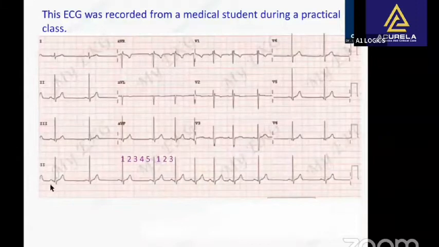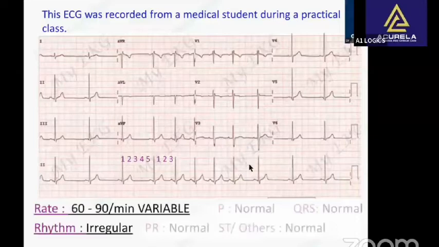Again, just focus on the rate and the rhythm. What do we see here? Each P wave is being followed by the QRS complex. And what about the RR intervals? We can see that the RR intervals are wide here and they are narrow here. So the RR intervals are varying, so it is irregular. But if you carefully observe, we can see there is some regularity in this irregularity also. It is a wider RR interval followed by a narrow RR interval and again a wider RR interval. So if this has a relation with respiration, then we can brand this as sinus arrhythmia.